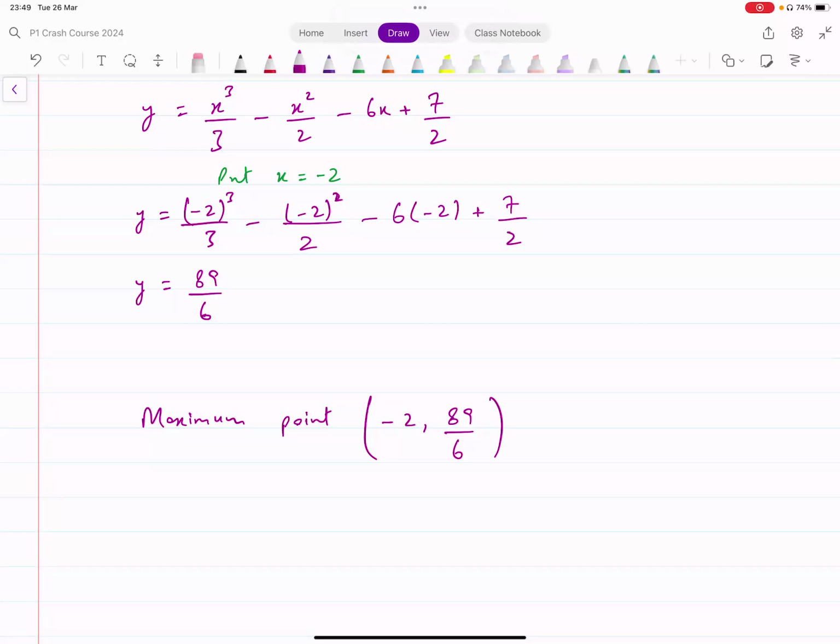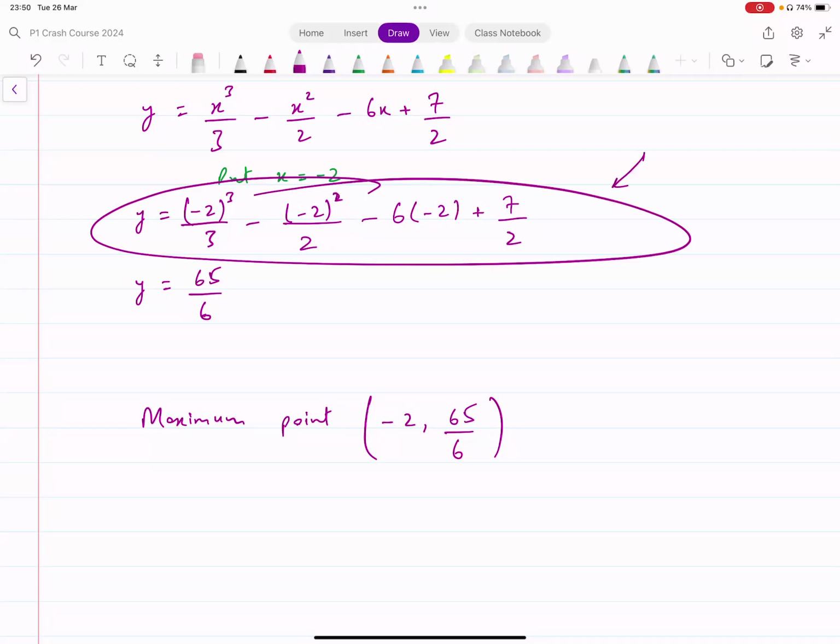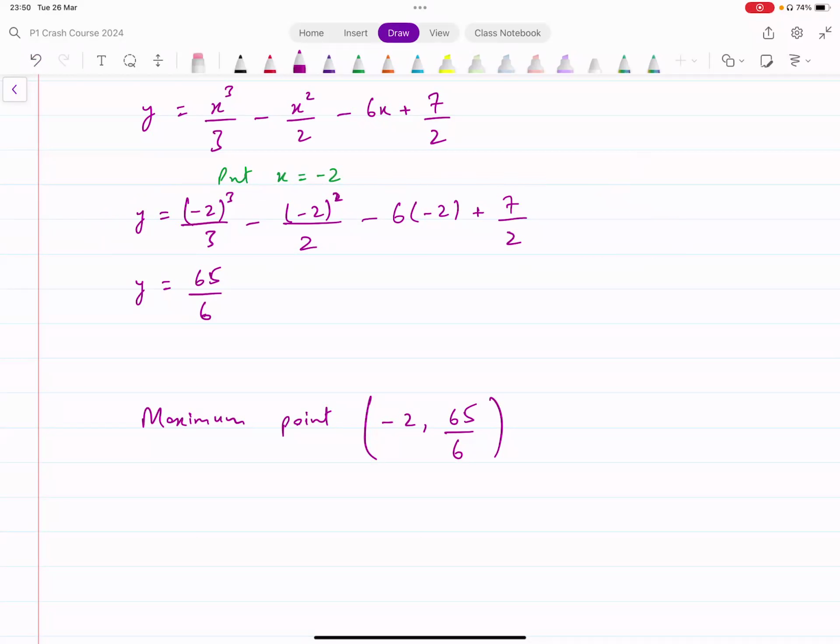What are you guys doing? It's 65 over 6. It's not 89 over 6. How are you inputting this in your calculator? I'm getting 65 over 6. When you input this in your calculator, the result is 65 over 6. How are you inputting this? Make sure that you're using brackets correctly. Write this exactly as it looks like in your calculator. You're most likely missing some bracket, not using fractions correctly.